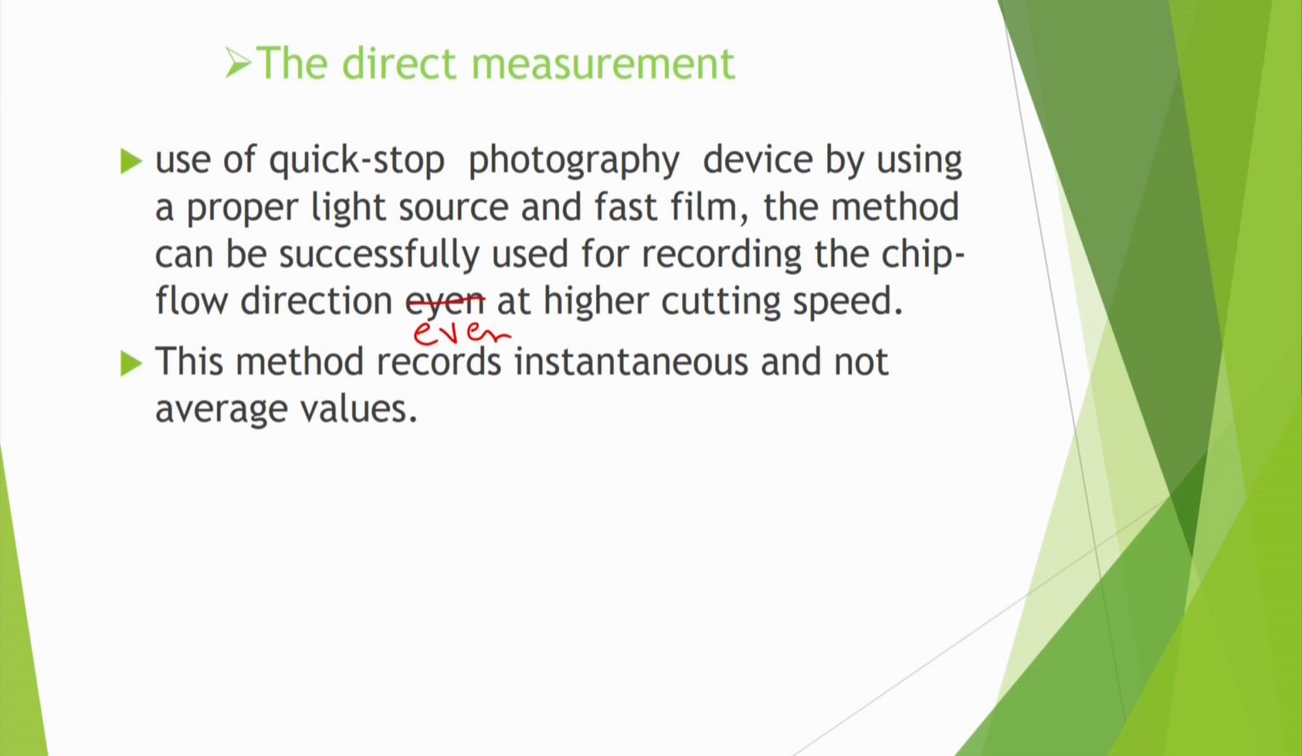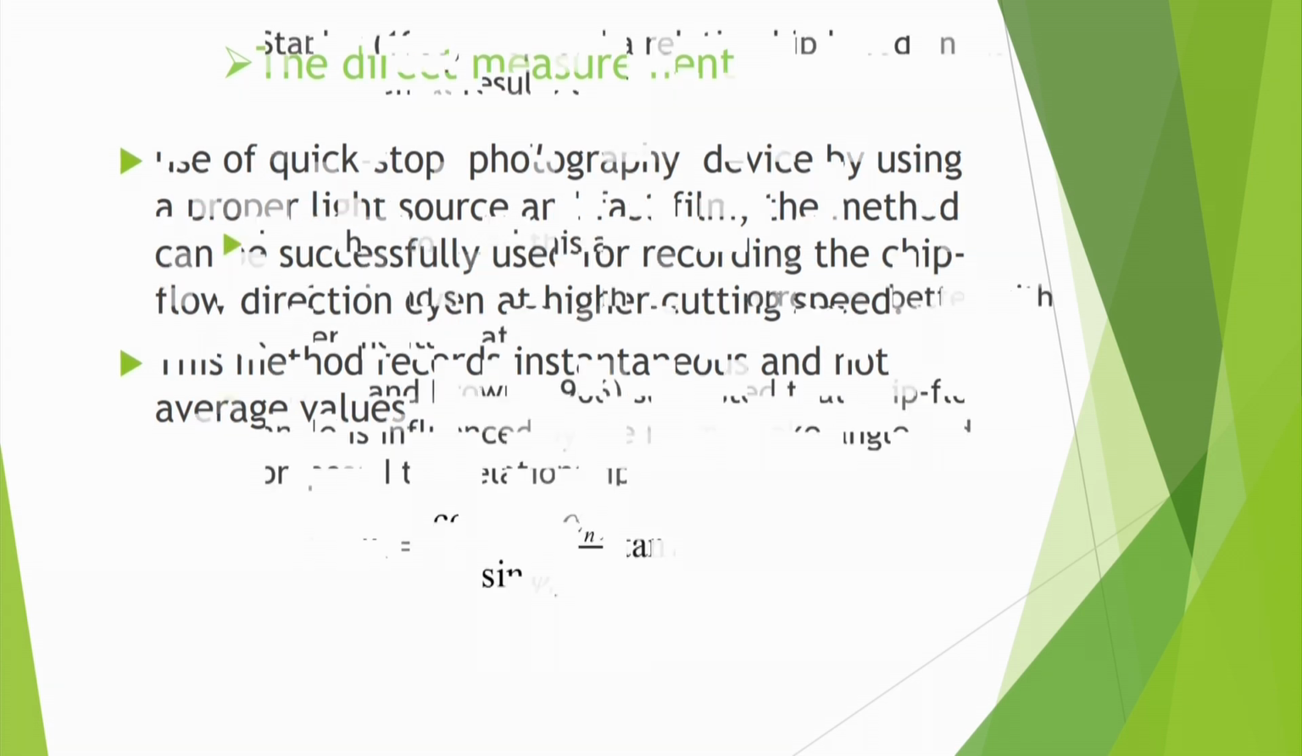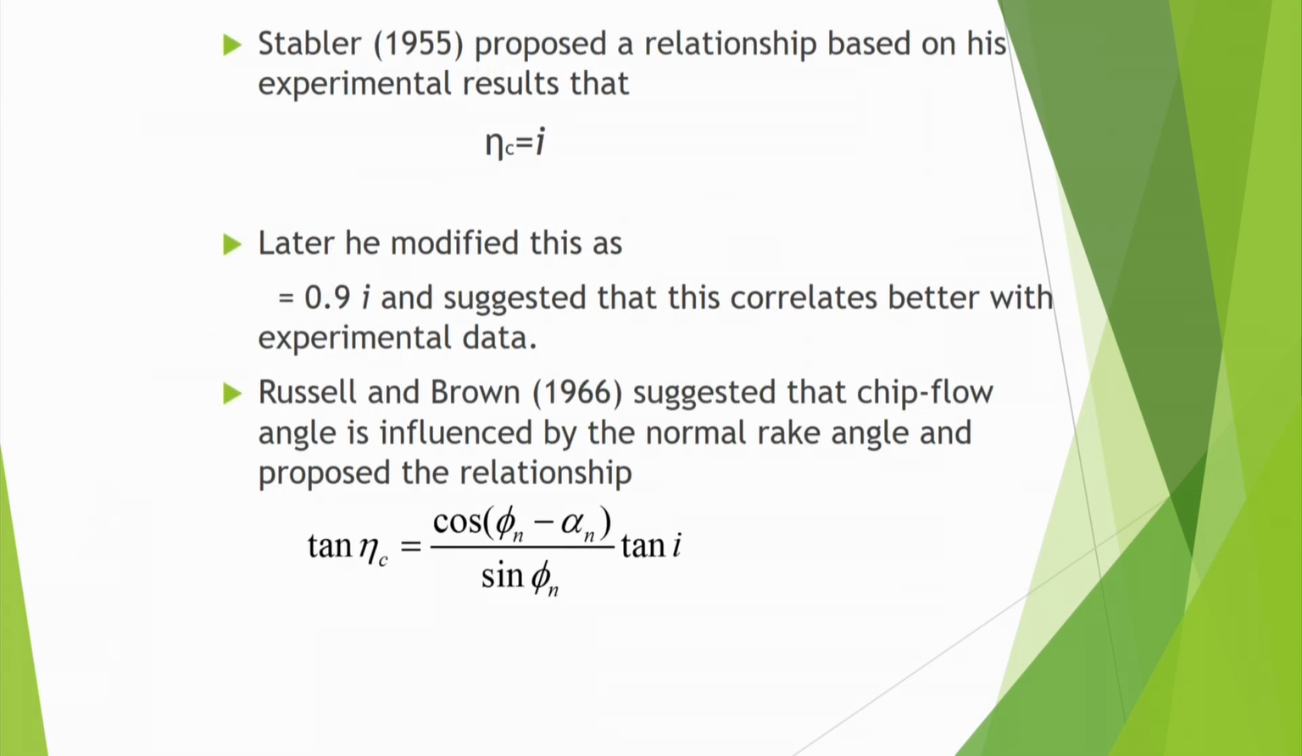So that is what this method records: instantaneous and not average value. Now Stabler in 1955 proposed a relationship based on his experimental results, that the chip flow angle eta C is equal to the inclination angle I, and later he modified this to eta C equal to approximately 0.9 I, or sometimes between 0.9 and 1, and suggested that this correlates better with experimental data.